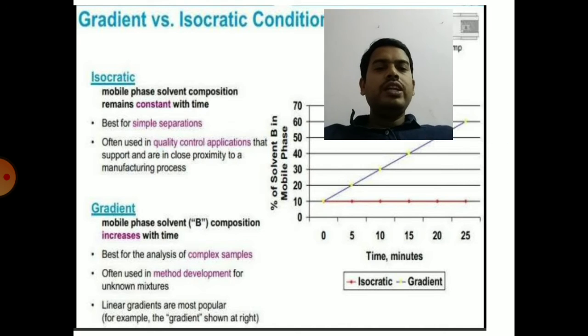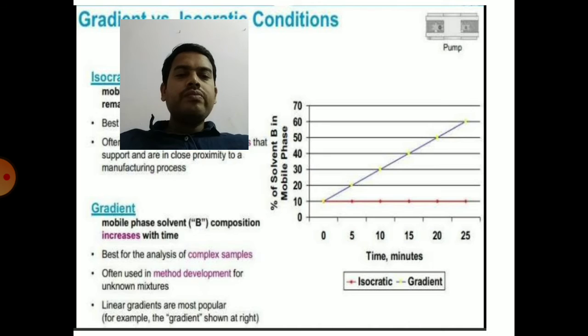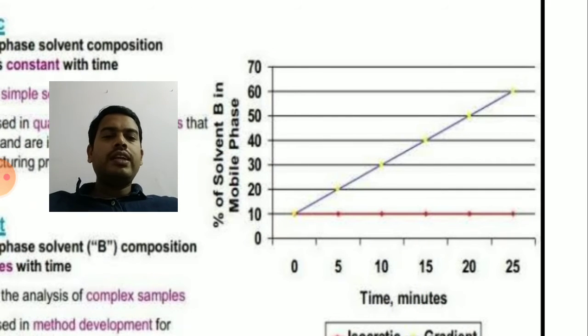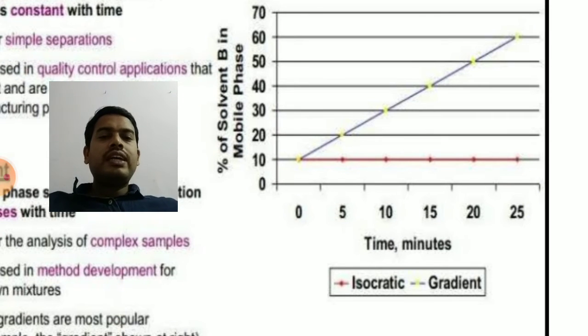You can clearly see the graph, percentage of mobile phase against time in minutes. As time increases, you can see the percentage of solvent, that is mobile phase. In isocratic elution, the red line, the concentration of the buffer is the same. In gradient elution, you can see the increase in the concentration or strength of the buffer with increase in time. So this graph shows the difference between isocratic and gradient elution.